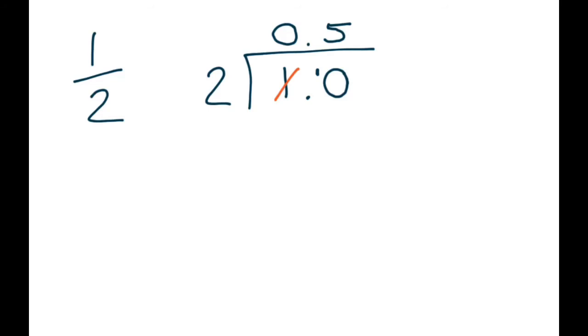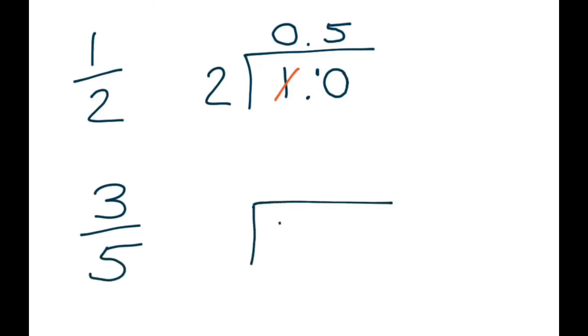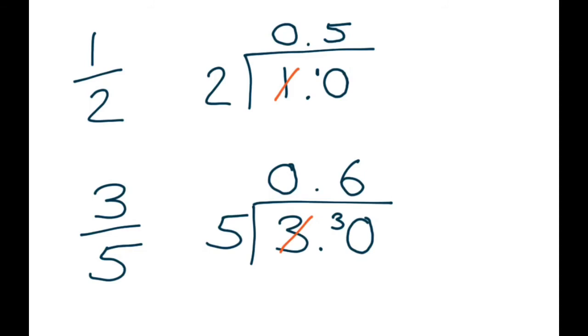This time I'll do a slightly trickier fraction. I'll do 3/5. So that would be 3 divided by 5. Now 5 doesn't go into 3. So we put a 0 here. And that 3 gets carried on to the next column. 5 does go into 30. It goes into 30 6 times. So we get 0.6. And 0.6 is the equivalent of 3/5.